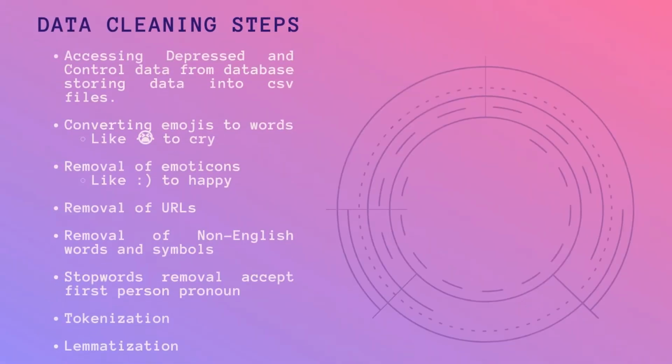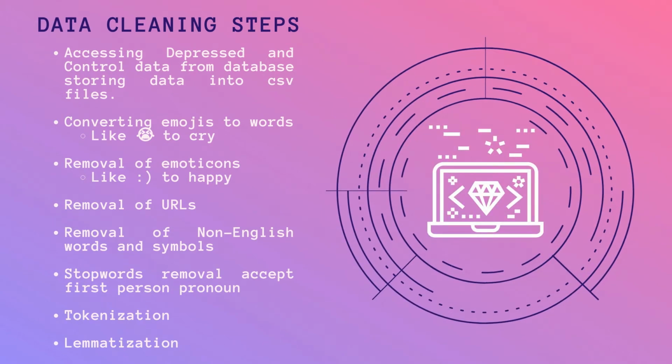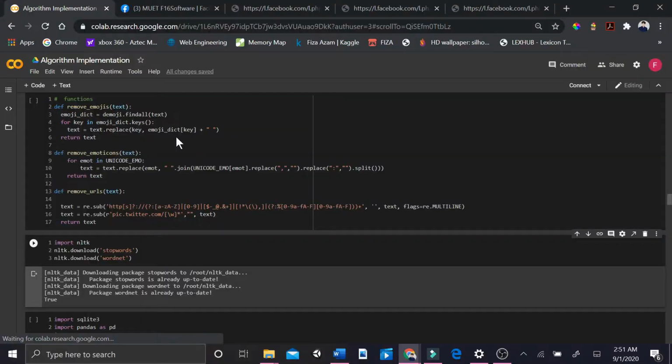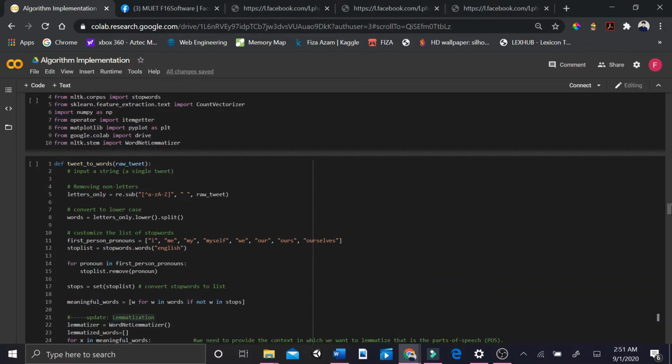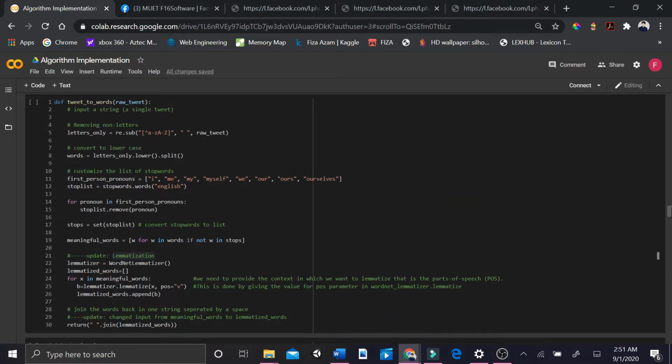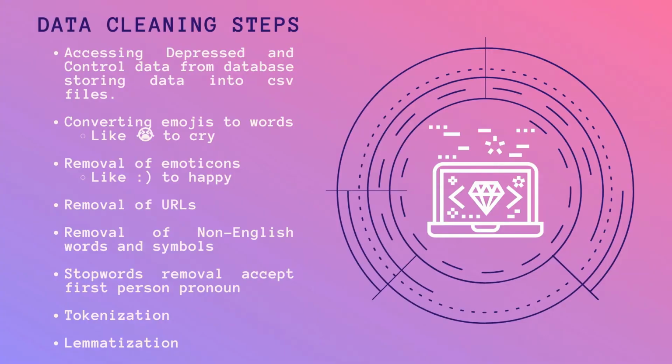Data cleaning steps. First of all, we accessed the data from the database and stored it into CSV files. Afterwards, we converted emojis to words, and then we removed the emoticons and converted them into words. Next, we removed the URLs. This is the code of all of the data cleaning steps discussed up till now. Next, we removed all of the non-English words and symbols. We removed stop words except first person pronouns. Then we did tokenization and lemmatization.